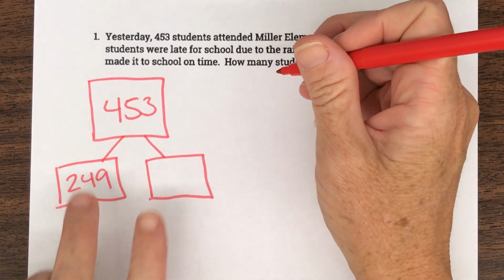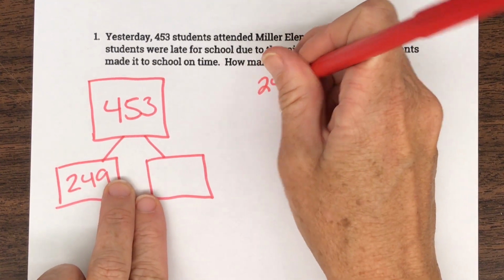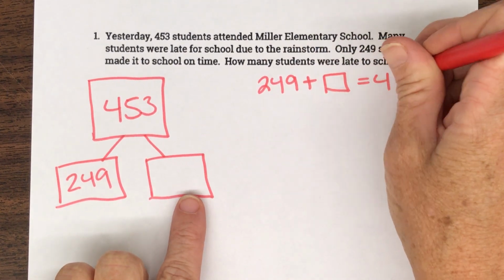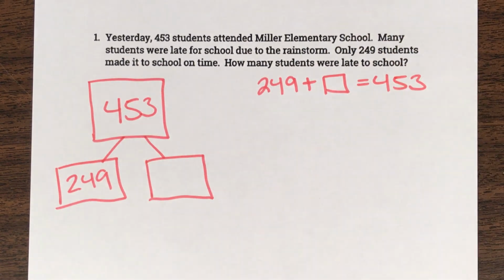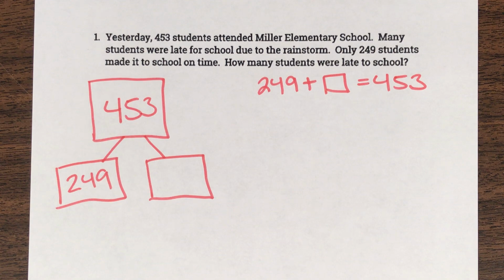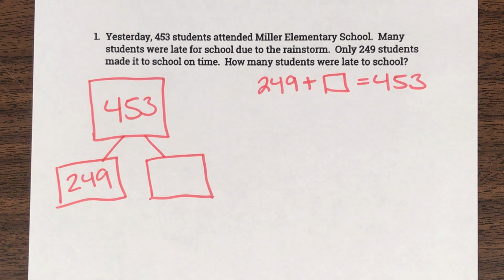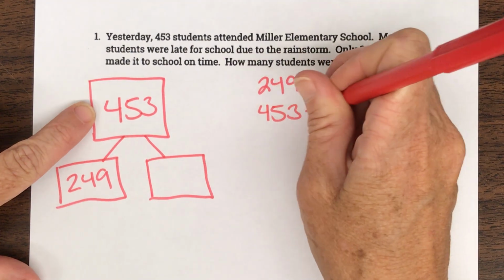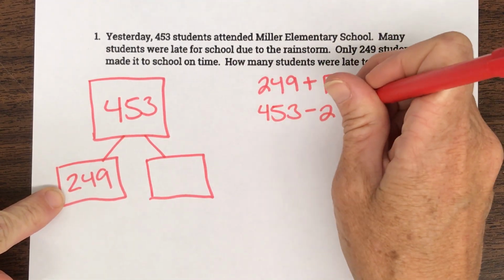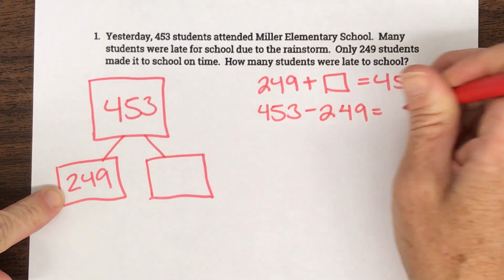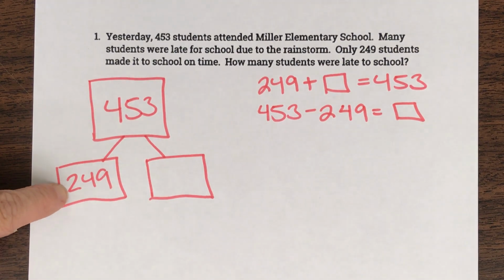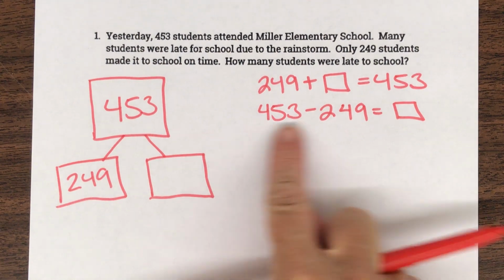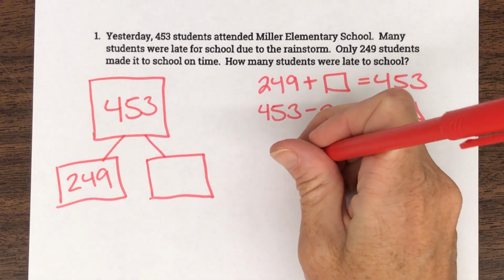We know that my two parts, 249 plus this, must equal my whole. That's what I know. Okay, but I also know I could do the inverse operation, and I know my whole, take away one of the parts, is going to equal my other part. I also know that. Okay, so this is the problem I'm going to solve in working form.